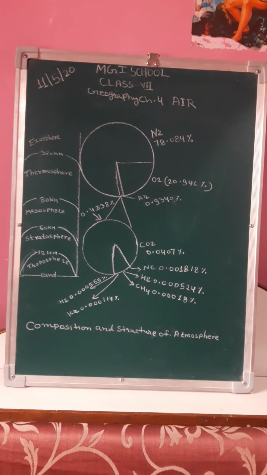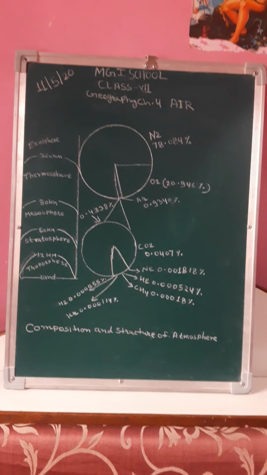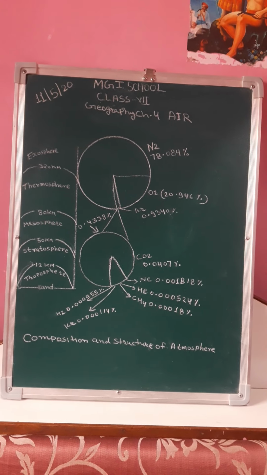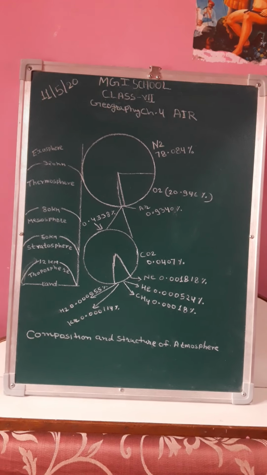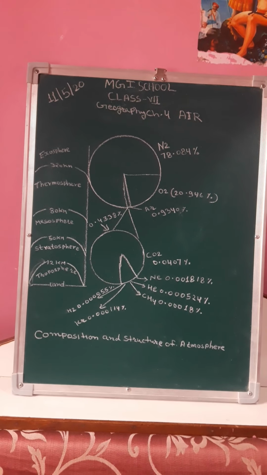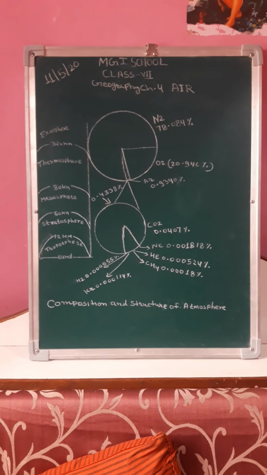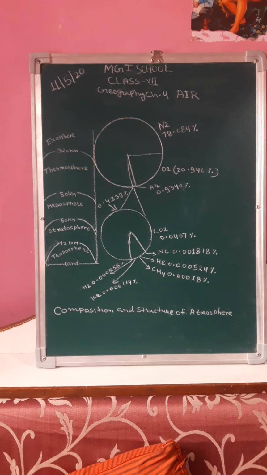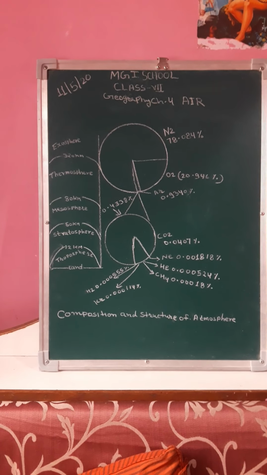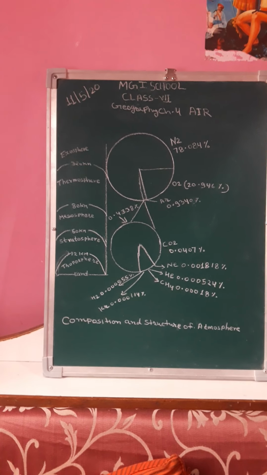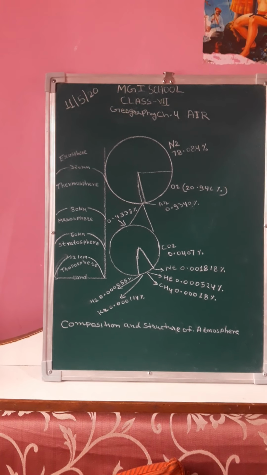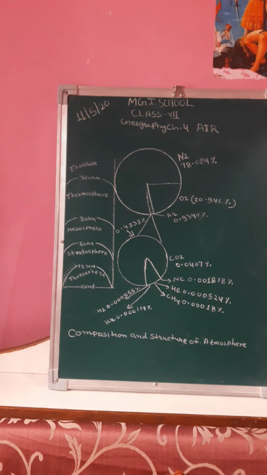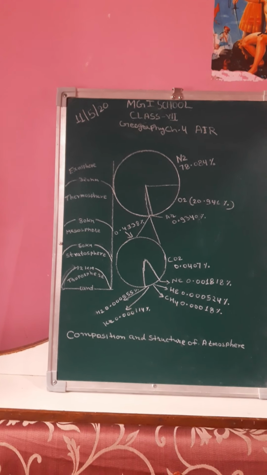Today we are going to start a new chapter, chapter number 4, Air. With the help of the diagram made on the board, let us try to understand this topic. The name of the topic is air. First of all, I want to tell you about air. Air is the invisible gaseous substance surrounding us. The blanket of air that surrounds Earth is called the atmosphere. It is made up of many gases and it is very important for the existence of life on the Earth.